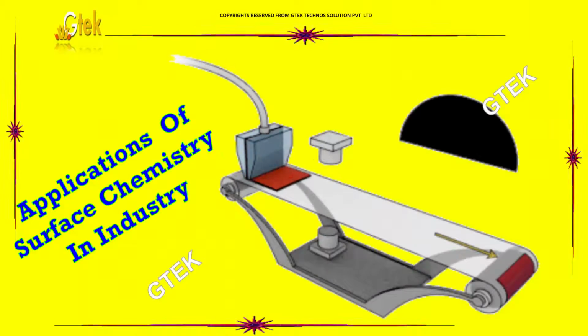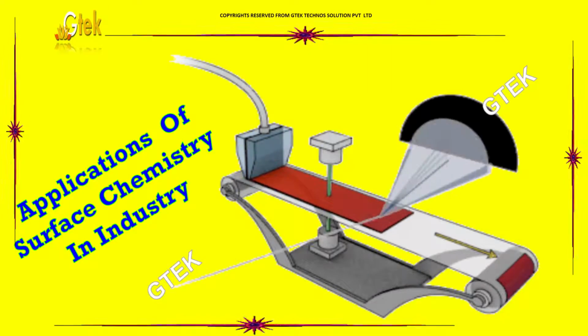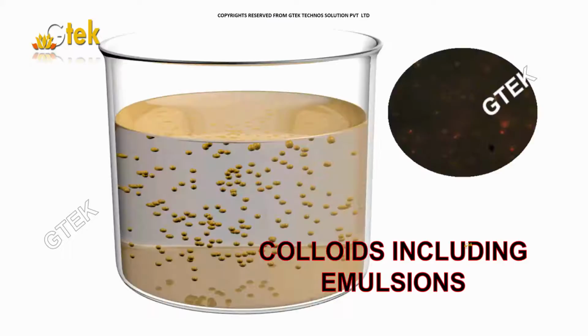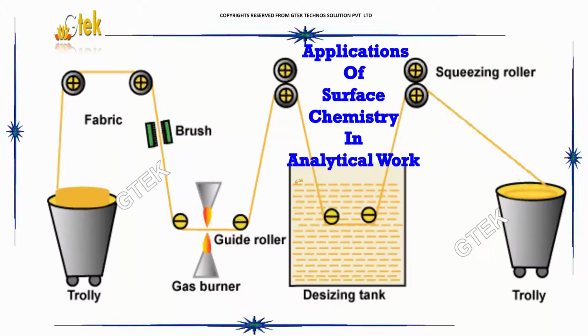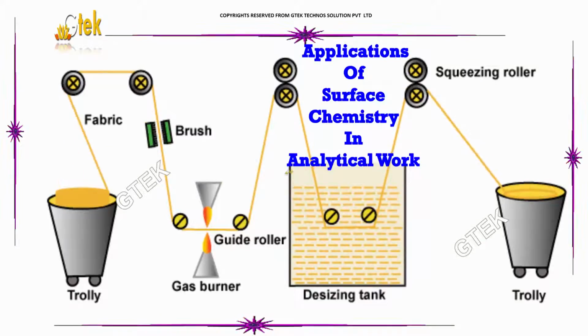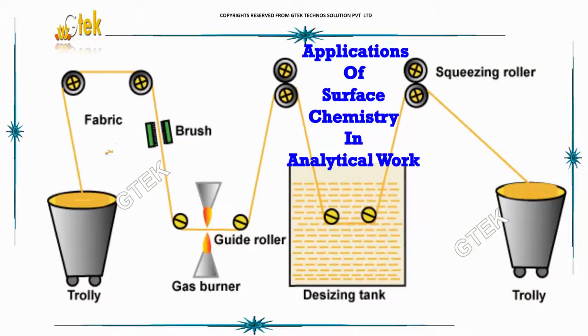And we are going to look into the applications of surface chemistry in industries, how it is working. So here is a 2D of how the colloids, including emulsion, are working. And here is the application of how surface chemistry is used in analytical work and in preparation of fabrics.